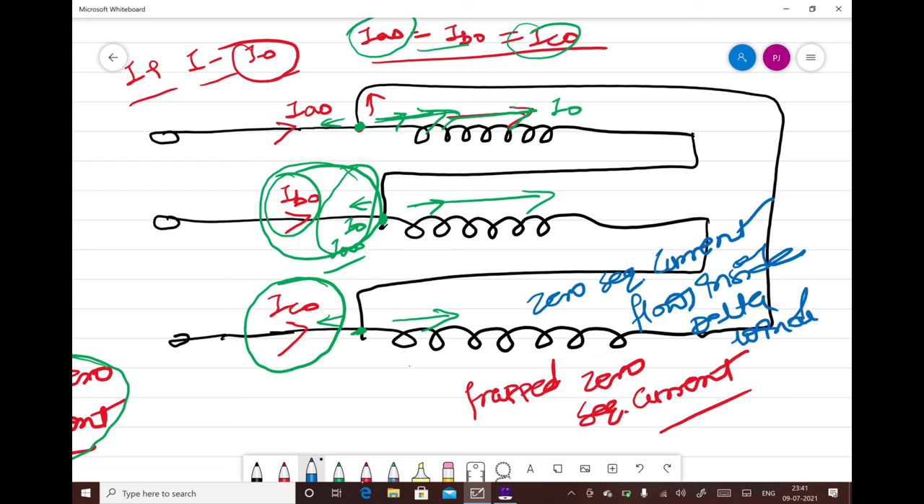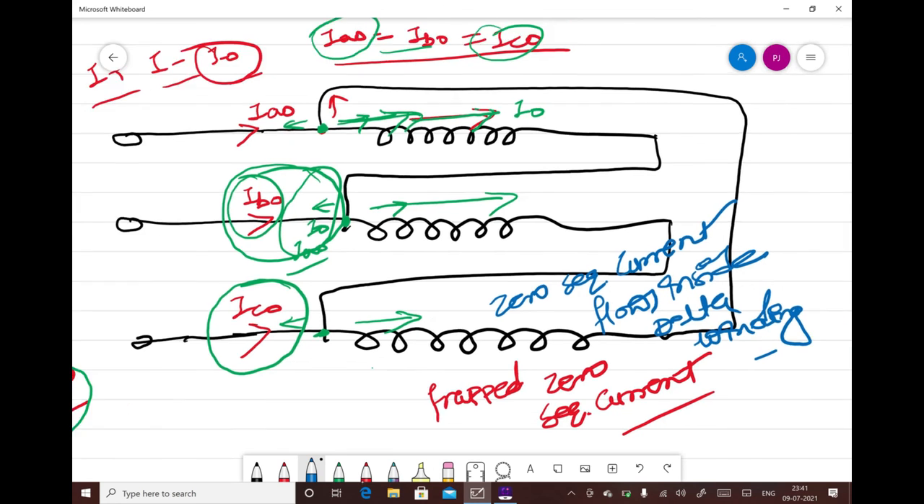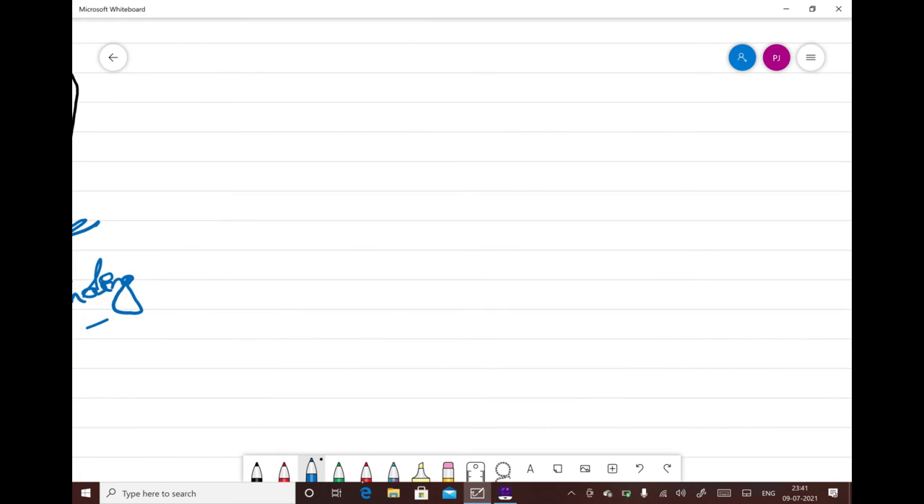This is very important when we discuss the current distribution in an auto transformer, in two winding transformers, and then in a three winding transformer with tertiary delta. At that point, this concept of trapped zero sequence current in a delta winding is very frequently used, and it will be very important for us to utilize it, because suppose this is your delta winding, a very simple delta winding concept.